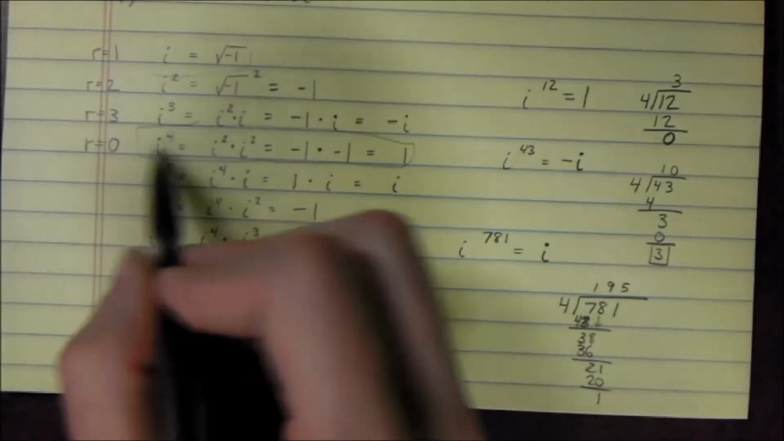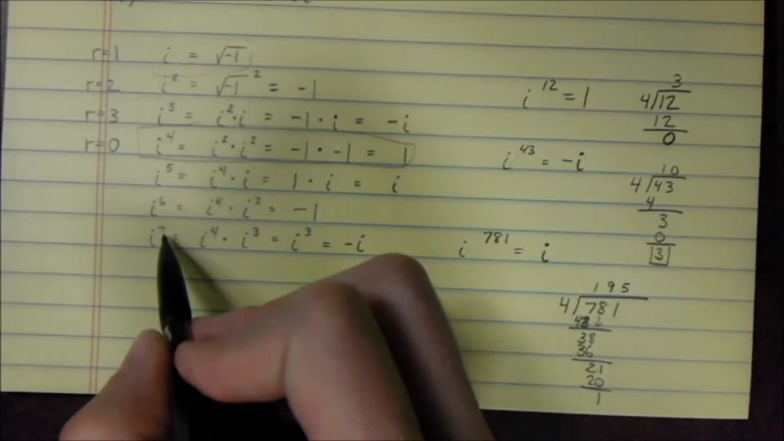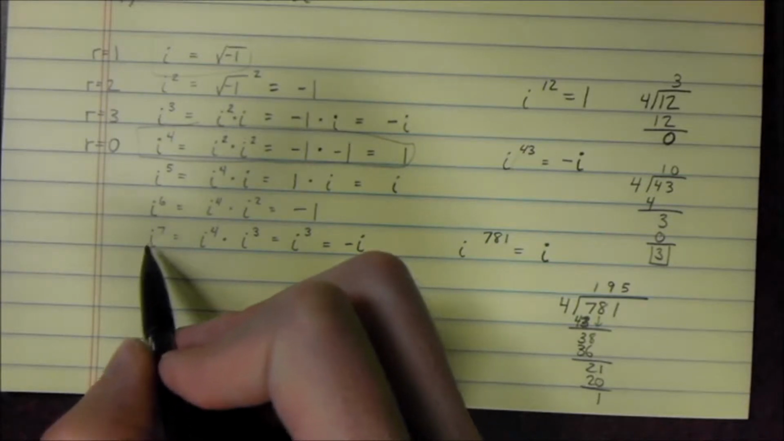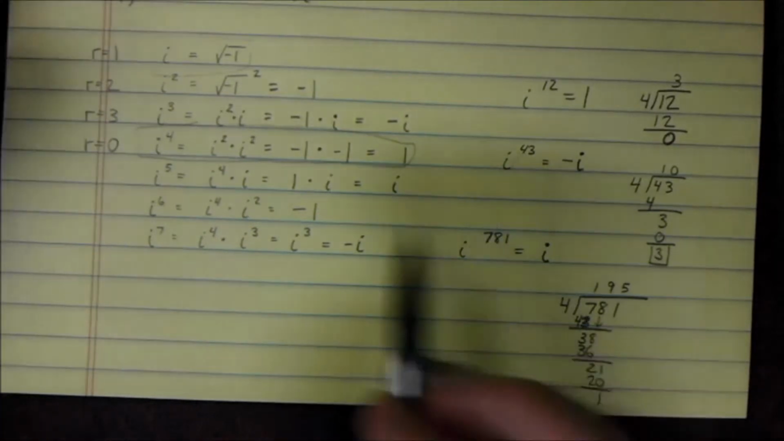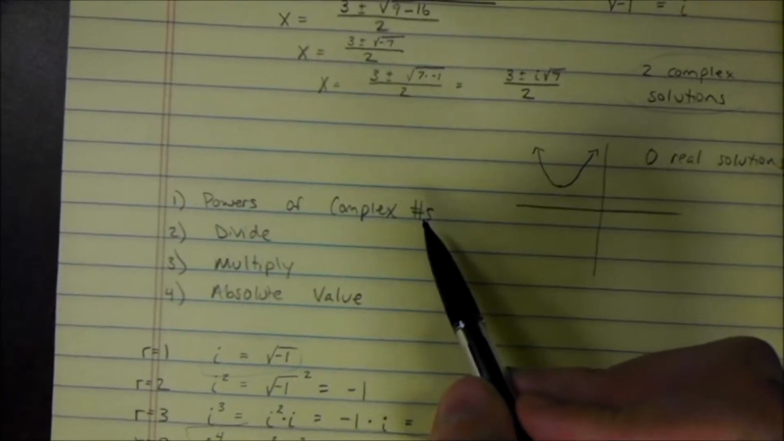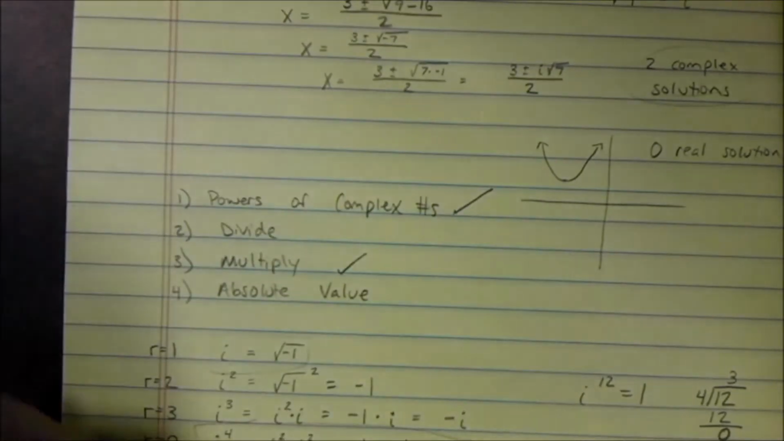Okay, so again, the patterns repeat every fourth power. So i to the 5th is the same thing as i to the 1st, 6 is the same thing as 2, 7 would be the same thing as i to the 3rd, and so on and so forth. So that's powers of complex numbers. Let's look at how to multiply complex numbers.